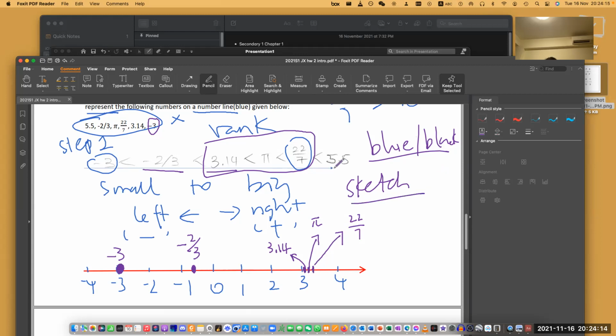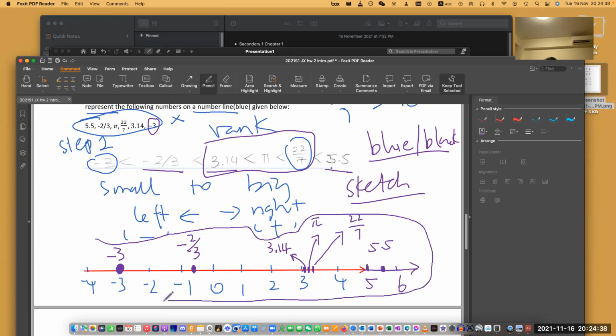All right, and then of course you have 5.5. Oh, looks like I need to extend this a little bit. So I just extend it a bit. This is 5, and then this is 6. So I'm going to label here 5.5. So you have already represented all these answers on a number line. That's how you represent them on a number line. So are you clear?